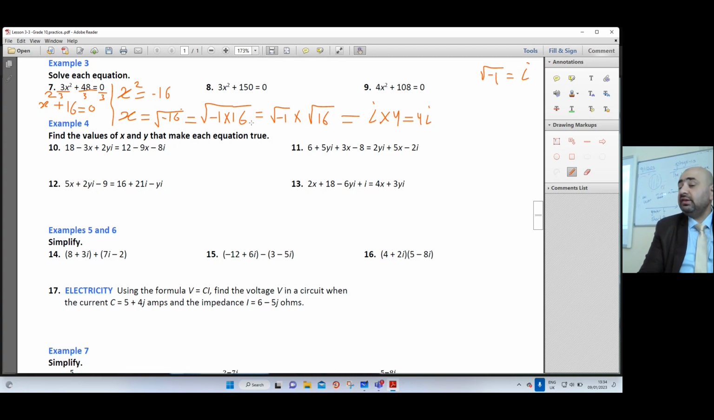I want all of you to use the same idea to solve number 8. Try, please. Try to solve number 8. Use the same idea.